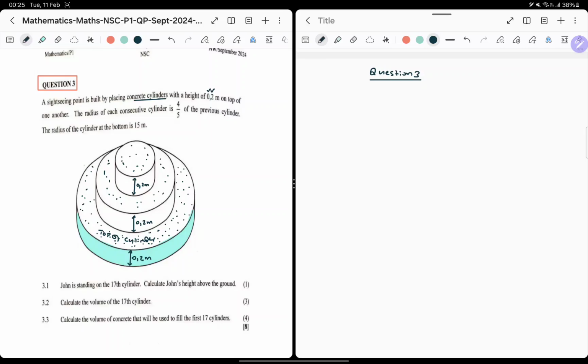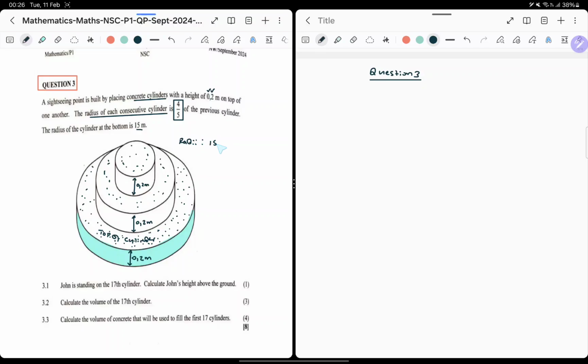All right, so this is cool. We are told that the radius of each consecutive cylinder is 4/5 of the previous cylinder. So that means we just multiply that previous radius by this. Now, can you see this is a geometric sequence, because the moment we have a common ratio, that's done. It says the radius of the cylinder at the bottom is 15 meters. So we know that, from center to circumference, this is 15 meters.